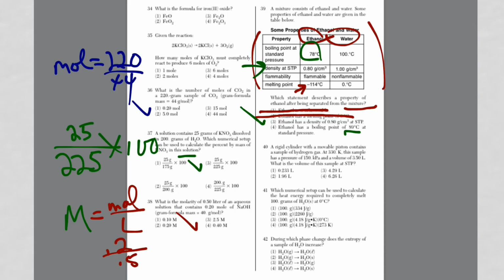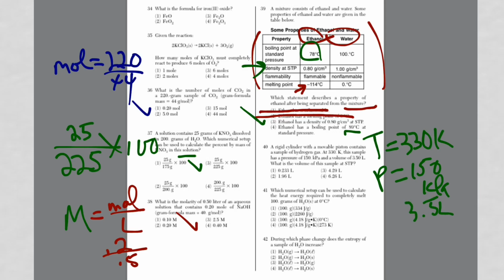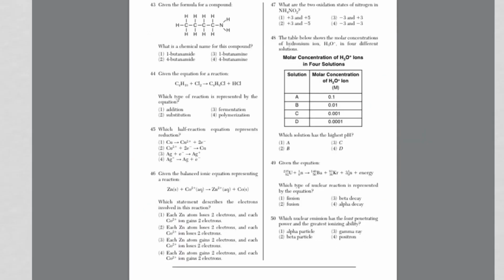Move to question 40. We have a rigid container. It has a movable piston. It contains a sample of hydrogen gas at 330 K. Remember, 330 Kelvin means temperature. Okay, it has a pressure, that's P, of 150 kPa, kilopascals. And we have a volume of 3.5 liters. That's V. We're asked, what is the volume of this sample at STP?